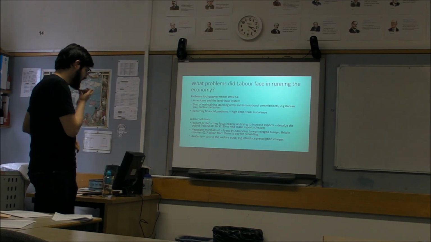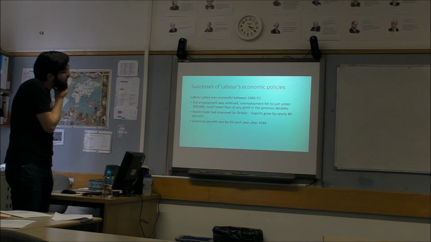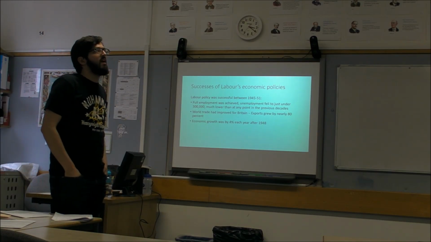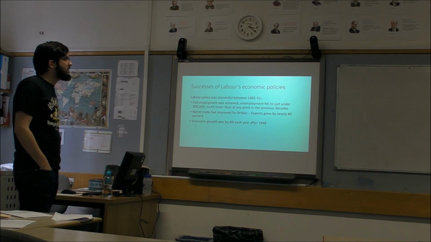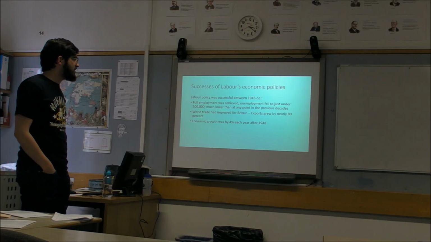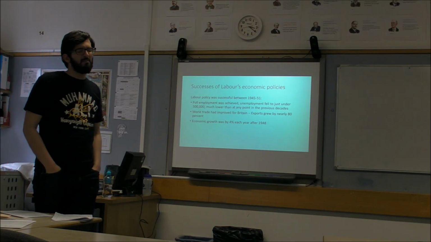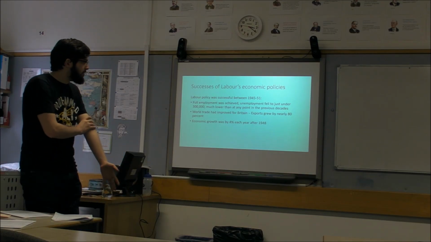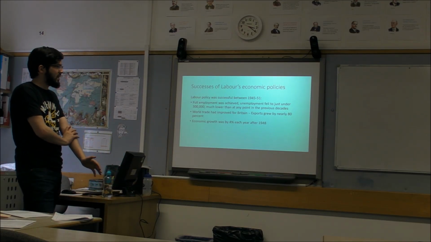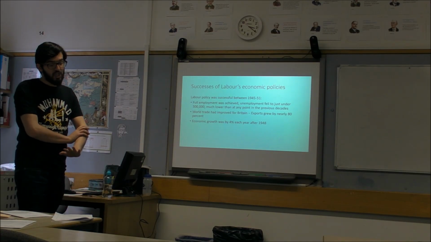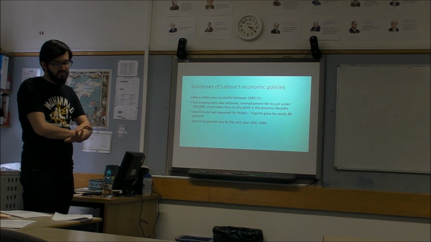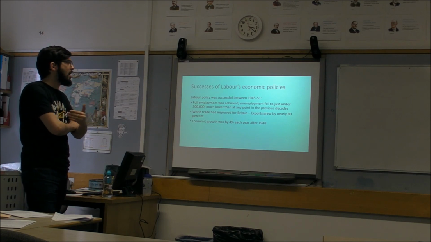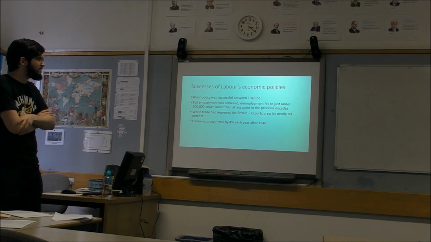So the question is, how successful are they? So you could argue their policies are successful between 45 to 51. First things first, full employment is achieved. When we say full employment, it doesn't mean every single person's got a job. That can never really be achieved. But unemployment falls to just under 300,000 people. That is much, much lower than at any point during the previous decades. So they're hugely successful in dragging down unemployment figures.